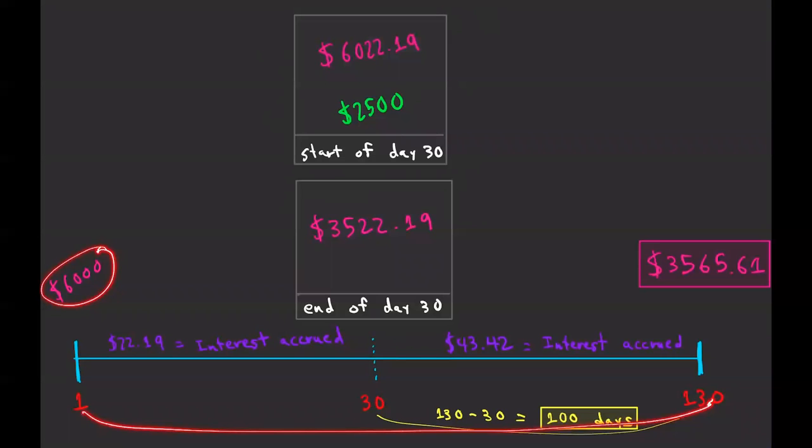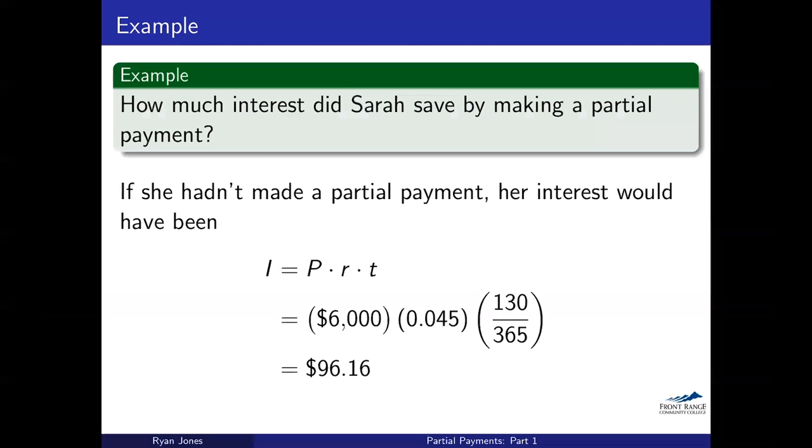She would have moved on. 130 days later, she would have just paid off what she owed, which would have been the $6,000 plus the interest that was accrued. And so that interest, in this hypothetical scenario, is really easy to calculate. It's just the simple interest formula with a principal of 6,000 and a time of 130 days. That's just the full time of this loan.